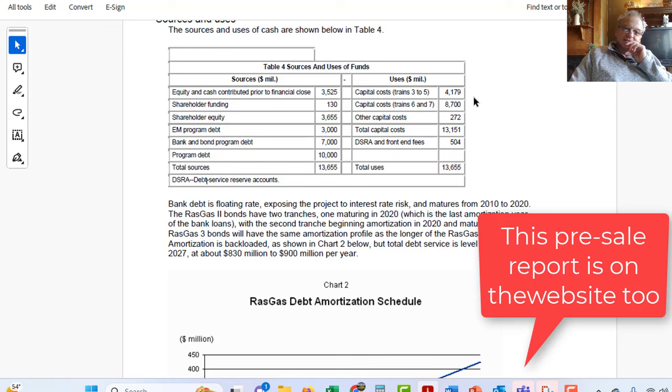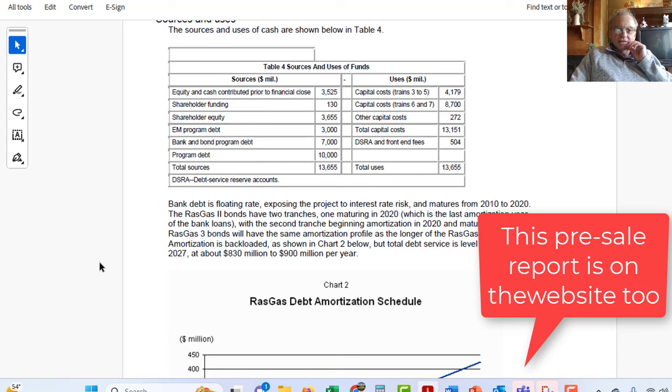And this is the cost of the construction. And they show the amortization schedule. They show where the volumes are. This is kind of nice. Then they show the prices that they've assumed. But it would be really good.